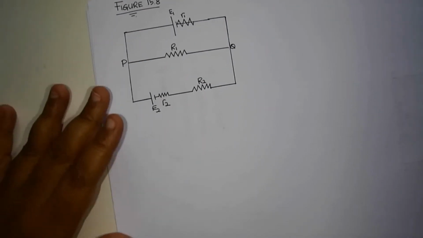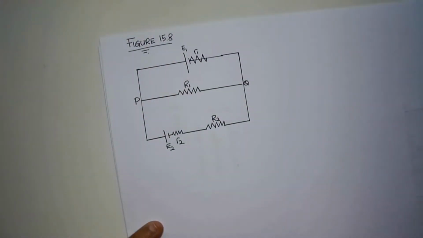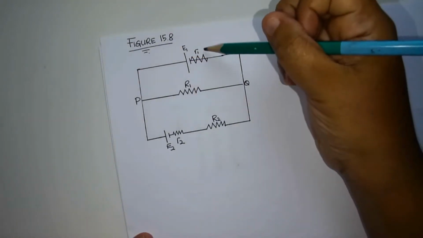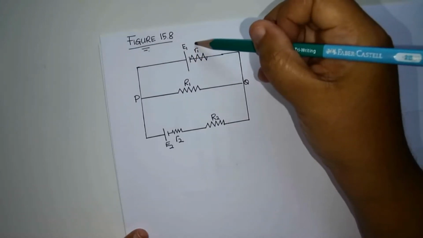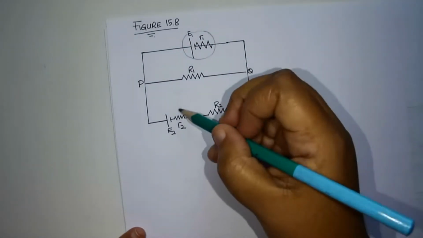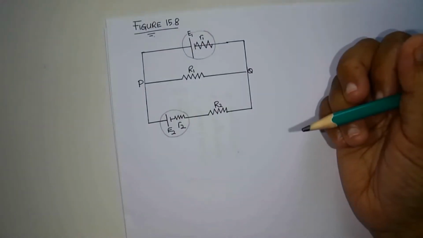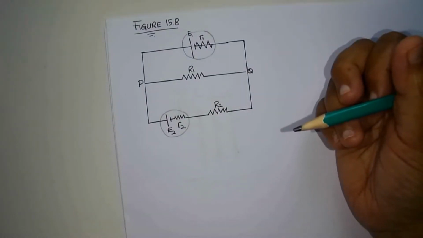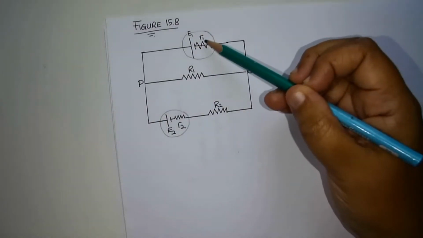If you see figure 15.8, class, we have here an EMF E1, and inside the cell there's an internal resistance r1. I purposely drew the internal resistance like this, assuming that this whole thing is part of the cell. The same goes for this one. This whole thing is part of a cell, so that when you see it, you can understand the concept and picture it. That was the reason for drawing it like this.